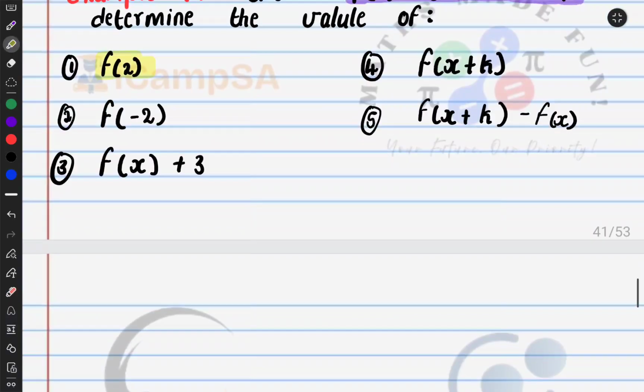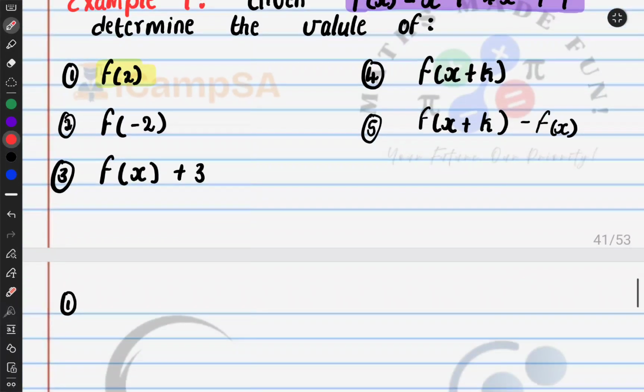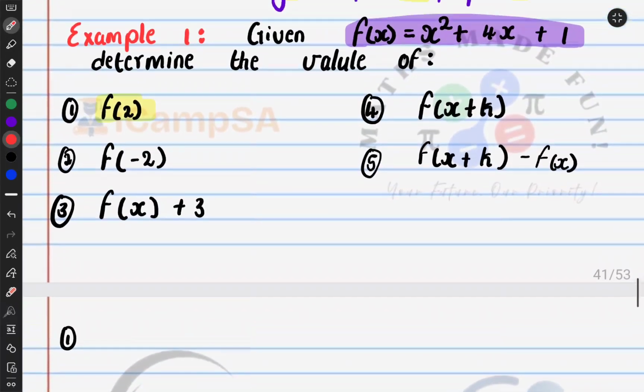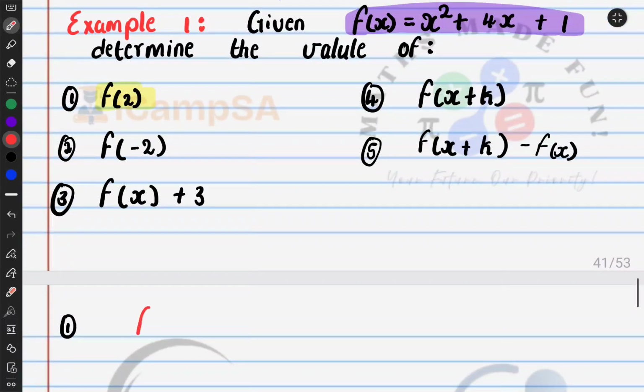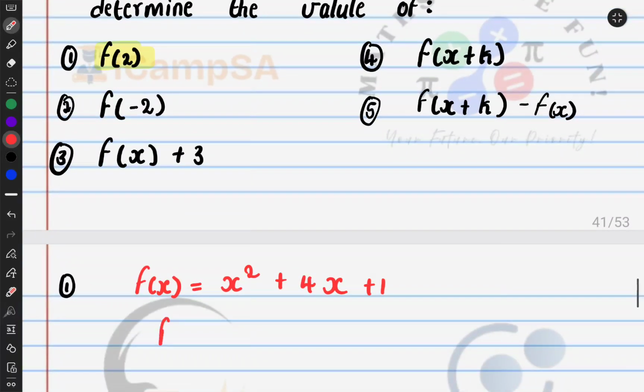Okay, let me write this down. For number one, we're asked to determine the value of f at 2. We know that our function is f of x is equal to x squared plus 4x plus 1. And now we are asked to find the value of f at 2. So wherever we see x, we're going to substitute 2.